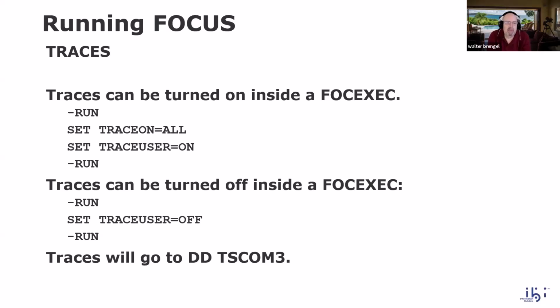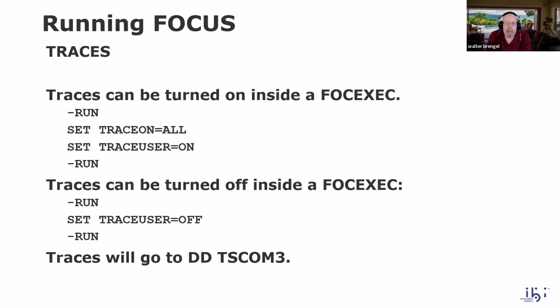So why the 2 -RUNs? The -RUN at the top is so that anything that's in the stack prior to this will get run and flushed. Then we turn traces on. And in case you have Dialog Manager after this, we don't want that to run until traces are turned on. So we do the 2 sets and do the -RUN to force that it's executed before anything after it.